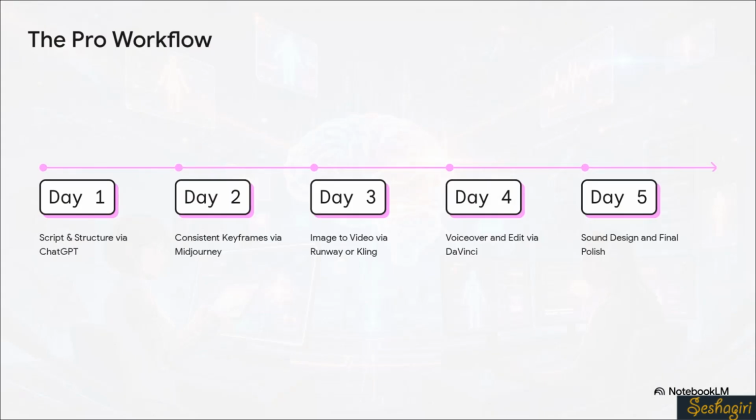And this slide right here brilliantly illustrates our exact chronological winning workflow. This is the rigorous, step-by-step journey from a blank page to a final masterpiece. Day 1 is all about structure, scripting it out with ChatGPT. Day 2 is visual locking, generating those consistent keyframes in Midjourney. Day 3 is motion, feeding those locked images into Runway or Kling. Day 4 brings in the human element. We're generating hyper-realistic voiceovers with 11 Labs and laying down the rough cut in DaVinci. Finally, Day 5 is the invisible magic: sound design, music integration, and that final glossy polish.